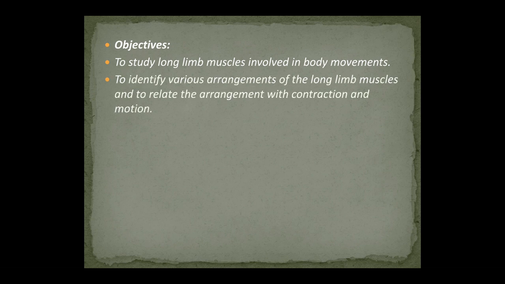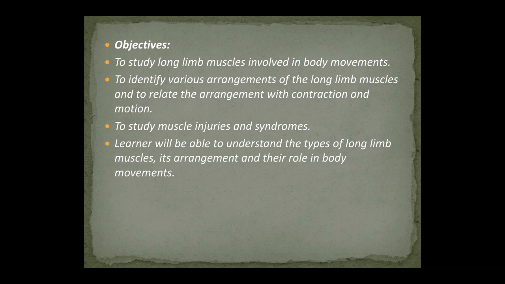The objective of this unit will be to make you aware of those long limb muscles in body movement, how they are arranged, how they function, and to study what type of injuries they can go through and certain syndromes. Questions are never asked on injuries and syndromes of muscles, but they are always asked on the structure and function of a specific muscle. The unit is also divided into two: muscles of the upper arm and lower arm, and muscles of the upper leg and lower leg.